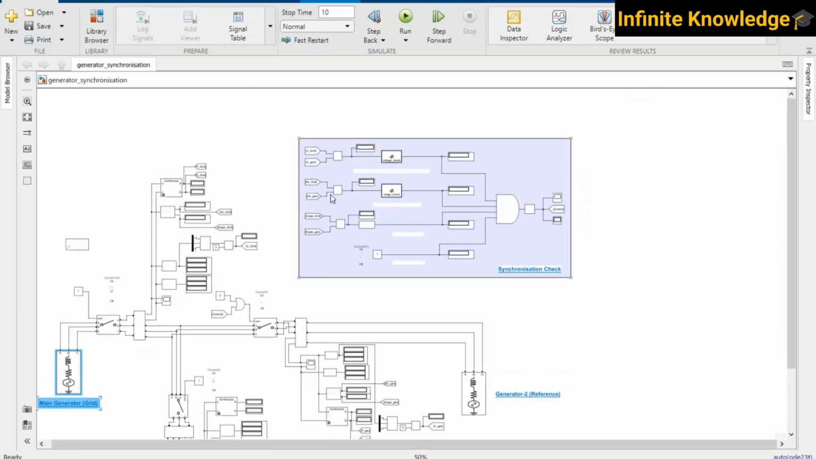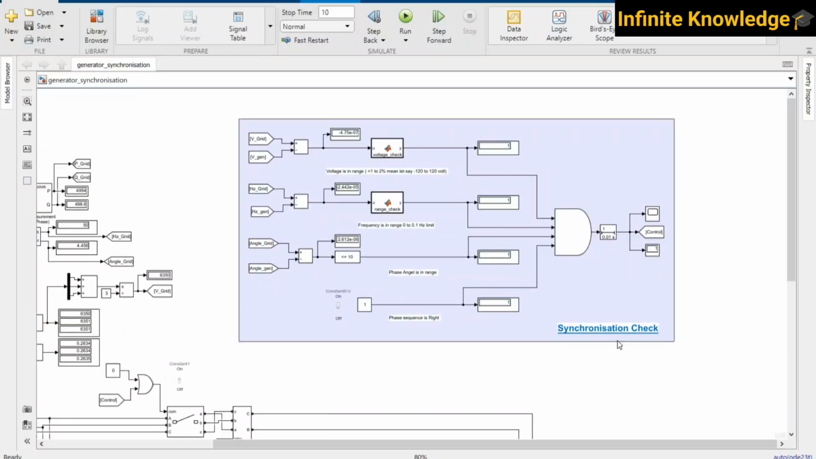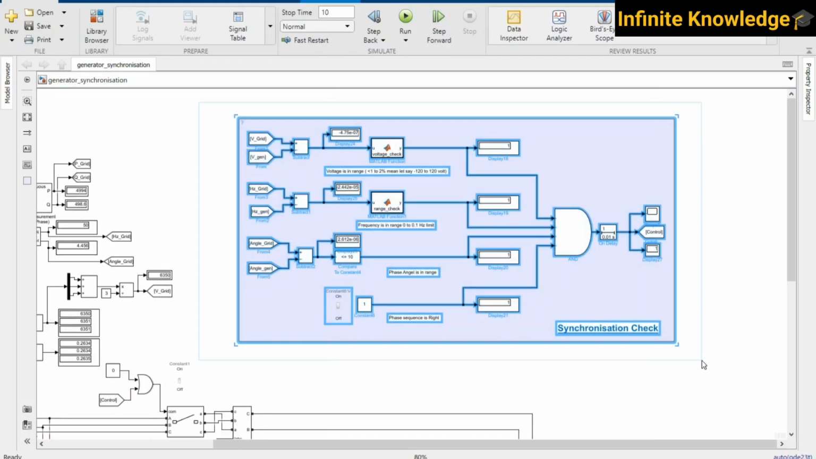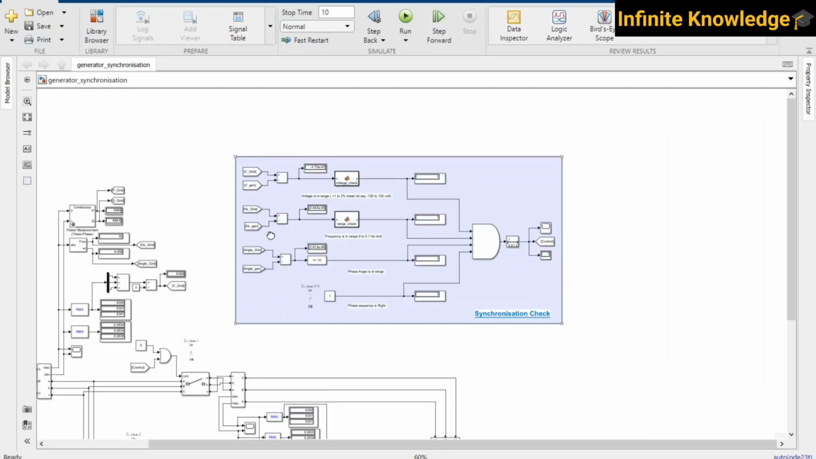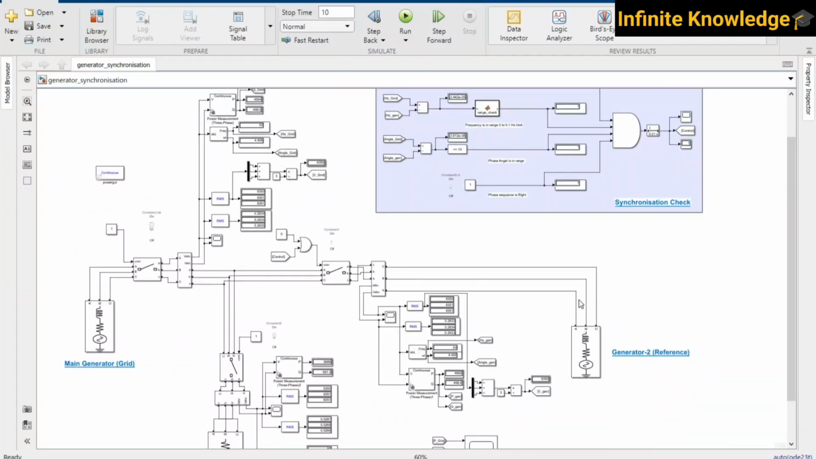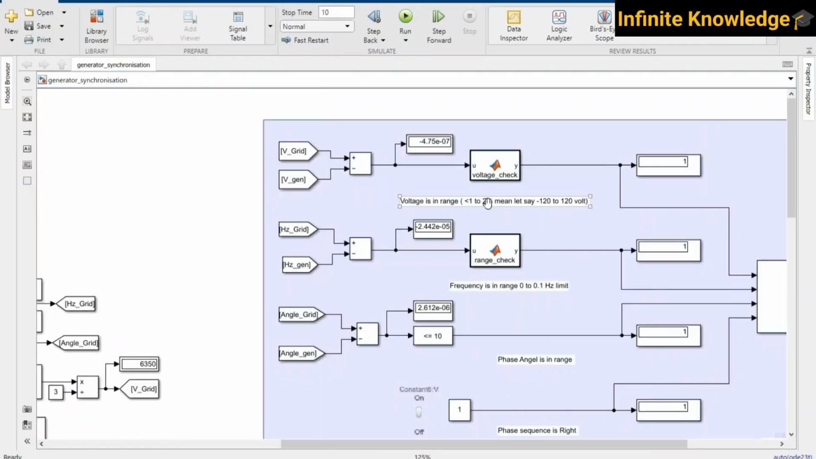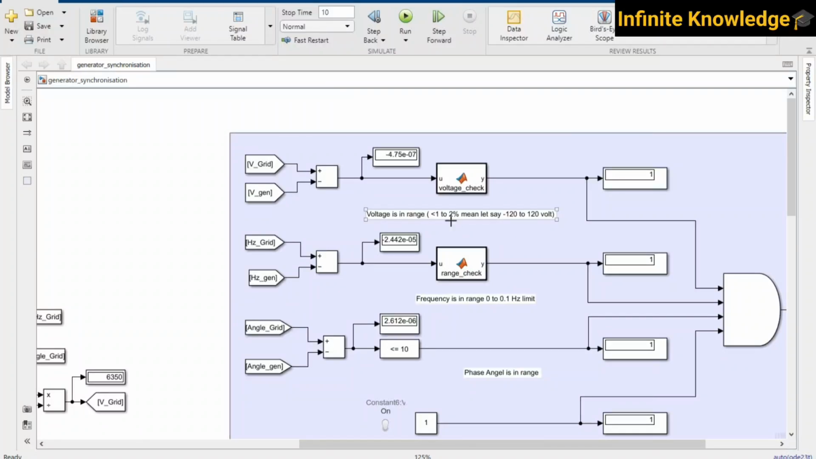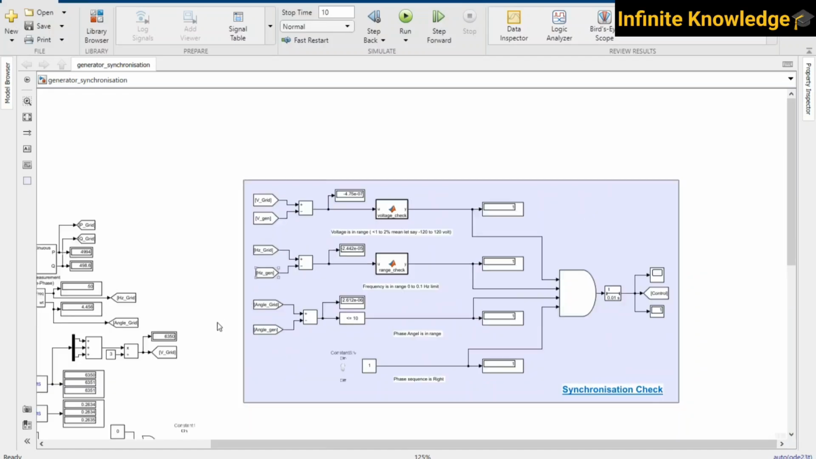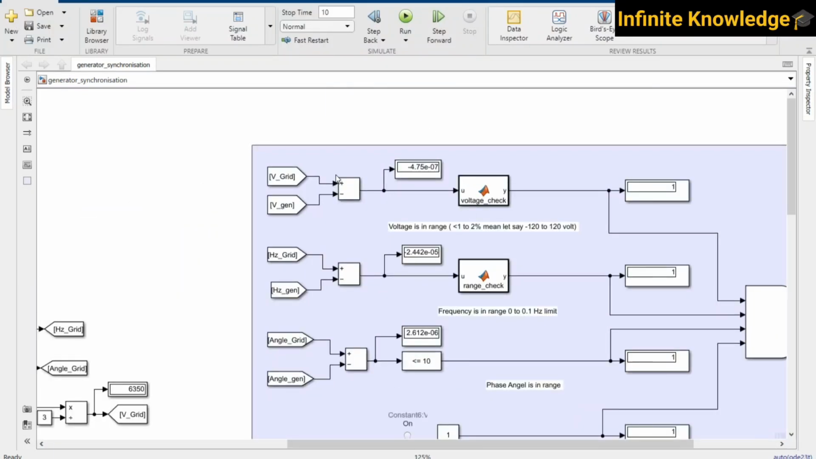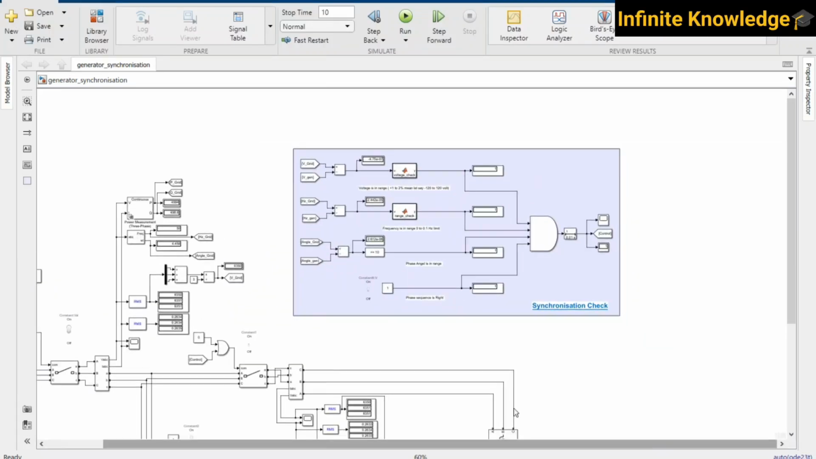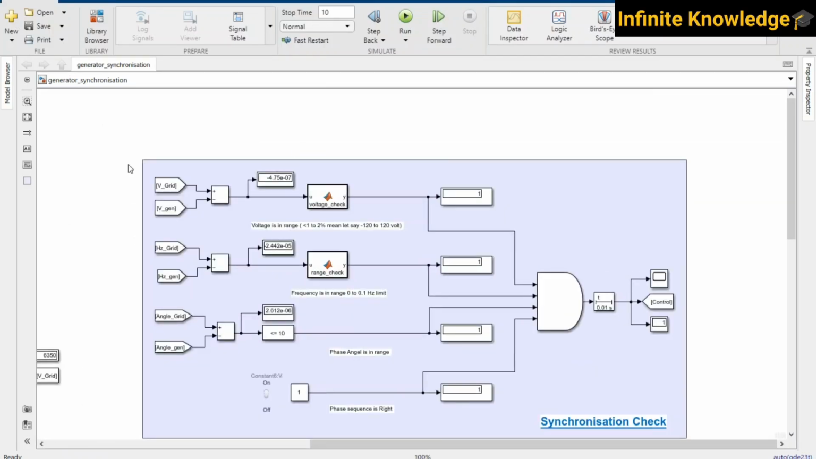So this is the synchronization check. These are some values. So what are the values? The first one is the voltage in range. The voltage magnitude of the grid and the generator that has recently started must be in range, less than 1 or 2 percentage. So we can consider less than 2 percentage variation in the voltage magnitude. More than that is not considered, and if it is more than that, then the synchronization will not happen.